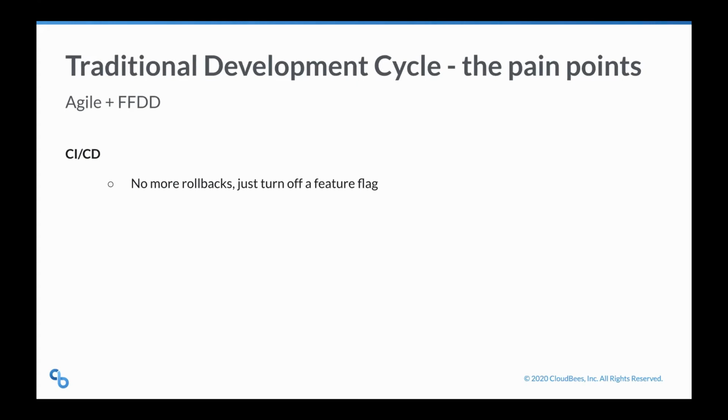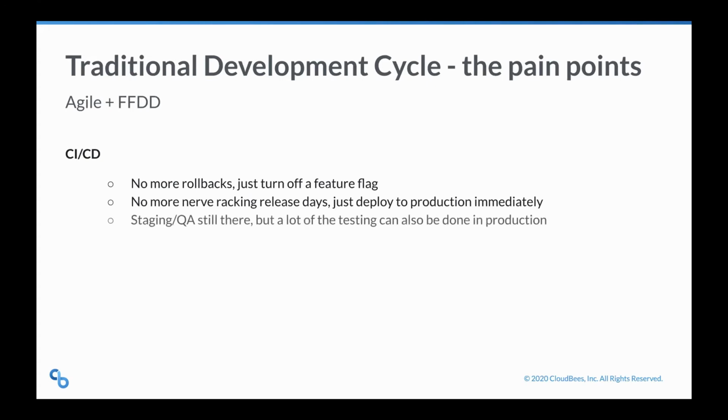So this is huge. And going back to that story that I was telling you guys about, those weekly releases, that stress is gone now. So from a developer side, this is really big. So again, like I just said, no more nerve-wracking release days. Just deploy to production immediately. You know that there's a feature flag, it's protected. You shouldn't have any stress around deploying master to production.